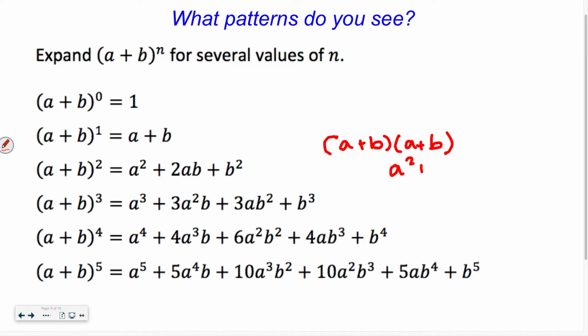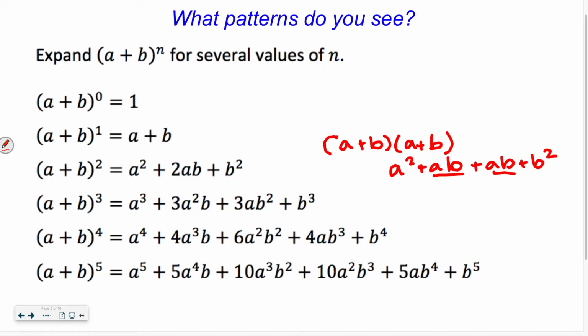So a squared plus ab, you don't have to write this down, plus ab plus b squared, and then these two combined to be that 2ab. And then I did it again, I multiplied by another a plus b, and then I did it again, and I kept combining like terms. So I want you to look at what you see on the screen and look for some kind of patterns when I multiply that binomial by itself for several values of n. Don't worry about copying it down, focus more on the patterns.